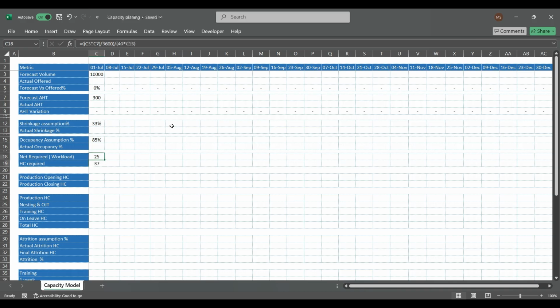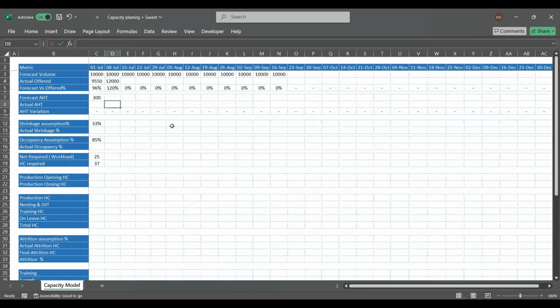Okay, so we will move on. For the upcoming weeks, we need to compare what we have forecasted and what we have received. Based on this, if I consider 9,600 here, you can see the forecasted versus offered shows 96%. Here I will consider 12,000, and now you can see 30%.